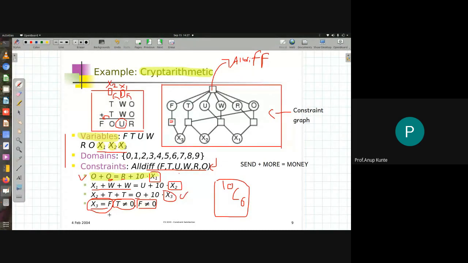So please understand, these two constraints we can't see in the constraint graph because they are unary constraints. They are just based on a single variable. The constraint graph is telling us the participation of different variables in the constraints of a given problem. So that's why they are not seen in the constraint graph.